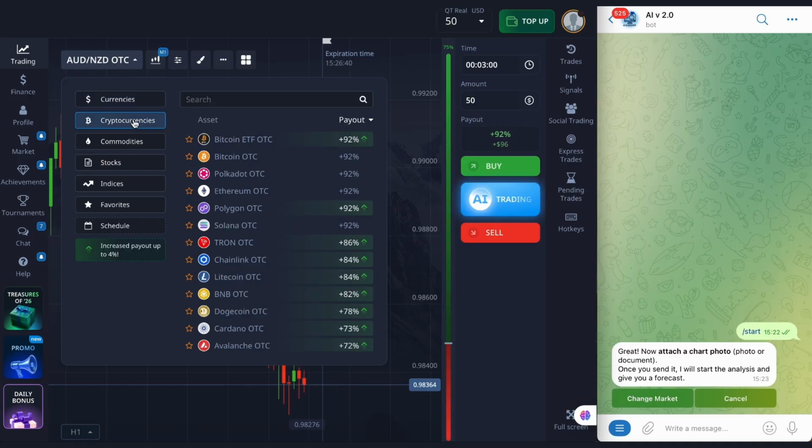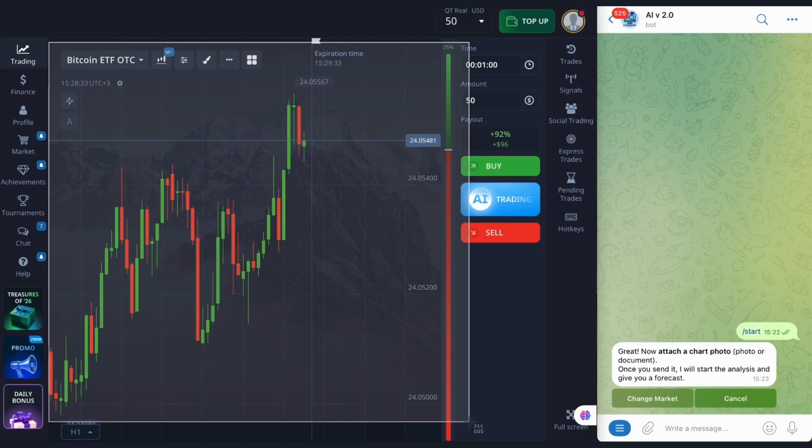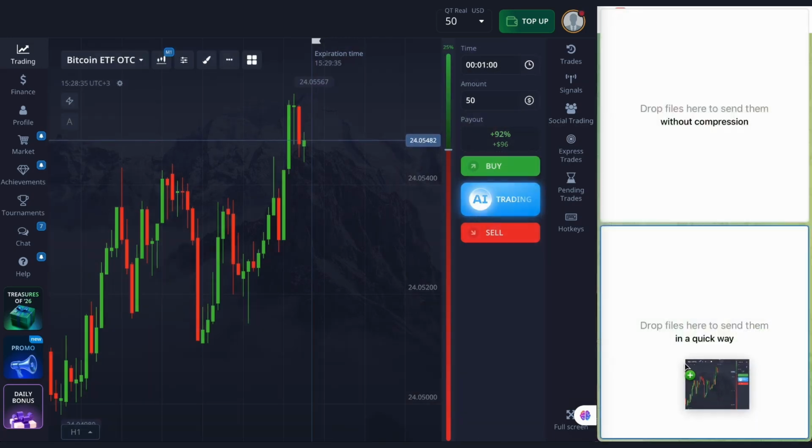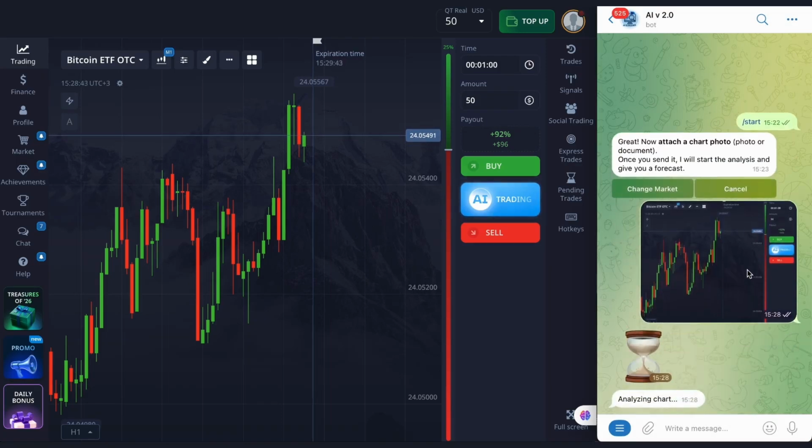We'll be trading some cryptos today, starting with Bitcoin. Let's take a nice screenshot of our chart for Bitcoin ETF OTC. We're gonna attach it to our AI screen, and it says once we send it, it's gonna start the analysis and give us a forecast. Ladies and gentlemen, hold on tight and see what the prediction is gonna be. It is analyzing the chart, building strategies, and studying candlesticks. And what it is gonna be, we're about to find out.